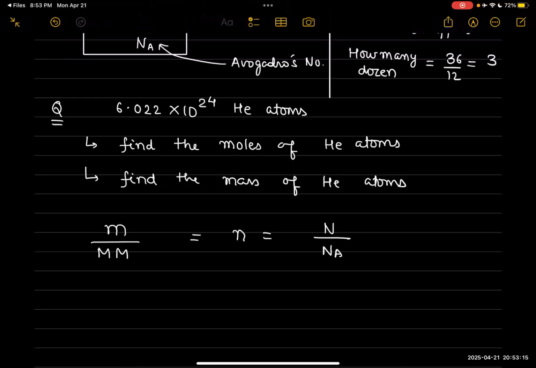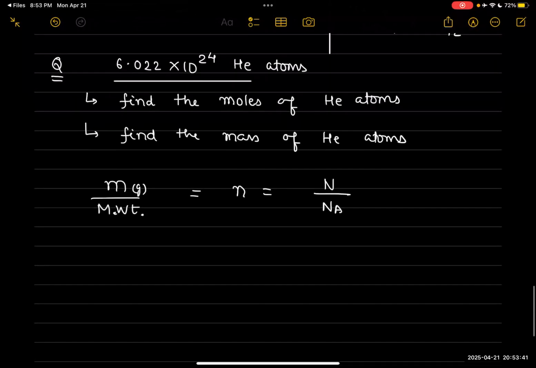Is it clear or not? Mass divided by molar mass, or molecular weight, also written in grams, gives the moles. So don't try to calculate directly. Suppose I have given this, first get back to the moles, then use the mass formula. So first tell me how we will solve this.